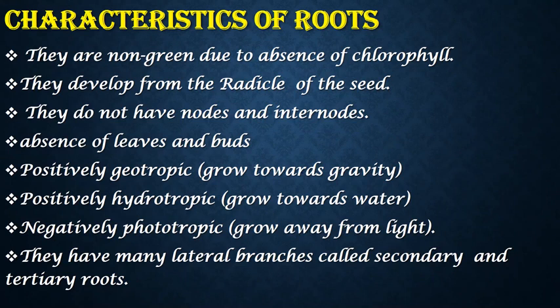Very important, students, roots are positively geotropic. That means they grow towards the gravity. Roots are positively hydrotropic. That means they grow towards the soil. And roots are negatively phototropic. That means they grow away from light. They have many lateral branches called secondary and tertiary roots.